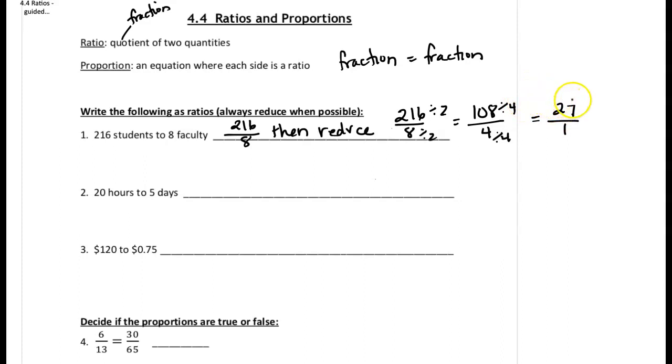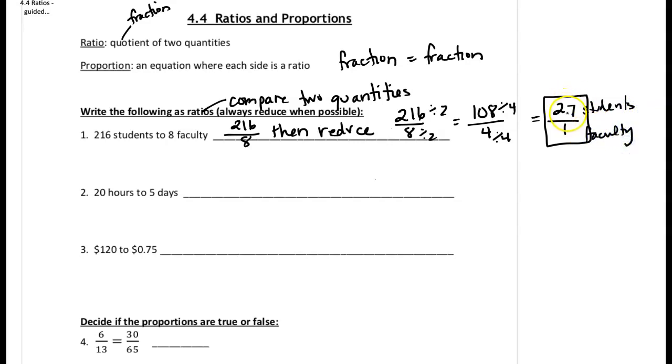Now we are actually going to leave this as 27 over 1 instead of reducing to 27, because remember our answer needs to be a ratio which compares two quantities. So this answer needs to have two quantities. The numerator was students and the denominator was faculty. What it's saying is 27 students compared to 1 faculty member.